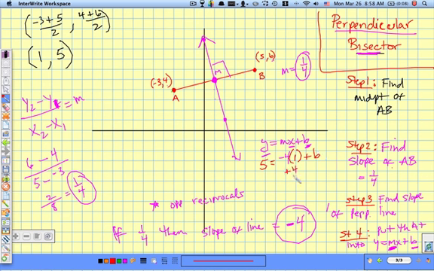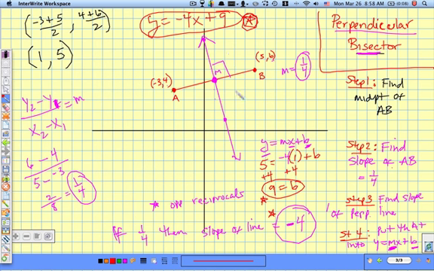So we're going to add 4 to this side. We're going to add 4 to this side. So we get 9 equals b. Now we got b. Now we got m. All we have to do is put that back into the equation. Final answer, y equals m, which was negative 4, x plus b, which was 9. This is your final answer. The graph just kind of helped us. Okay, y equals negative 4x plus 9.